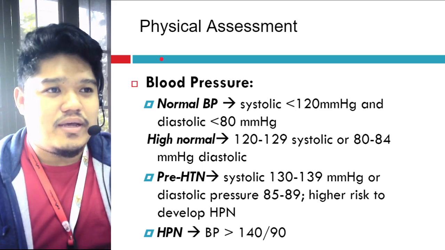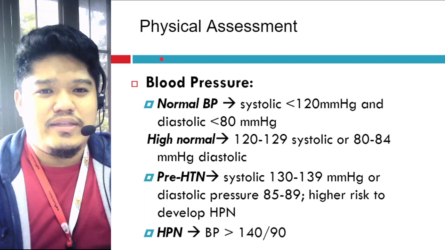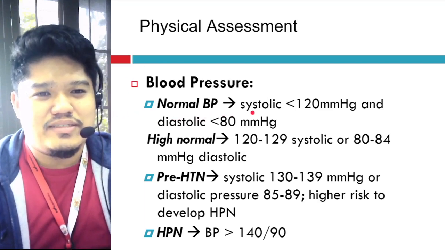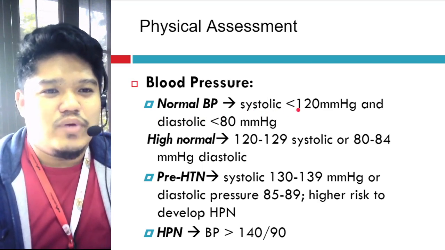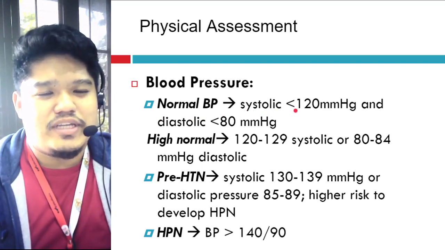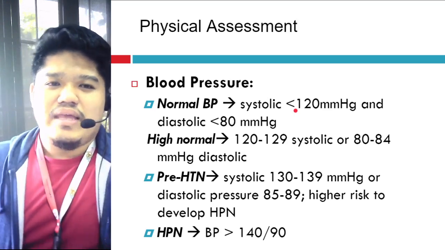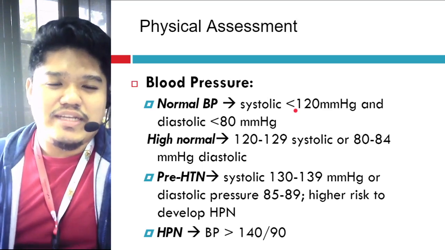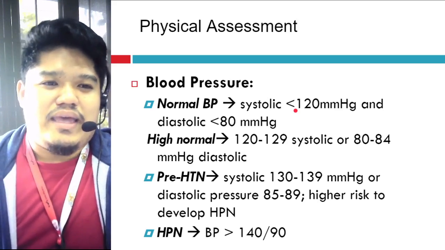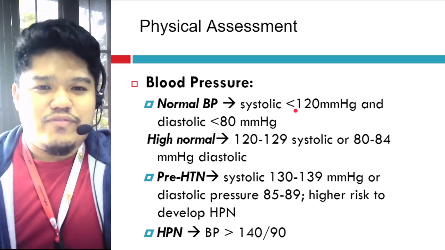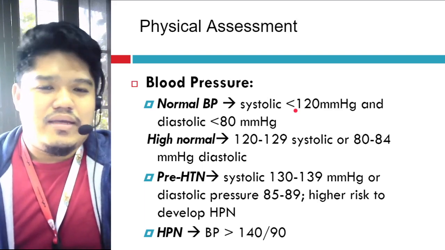We take note of the blood pressure of the patient as well, and we know that the normal blood pressure is when the systolic blood pressure is less than 120 millimeters mercury and a diastolic pressure of less than 80 millimeter mercury. If the systolic pressure usually increased at 120 to 129 and the diastolic is between 80 to 84, it may be considered that the patient is having high normal blood pressure.